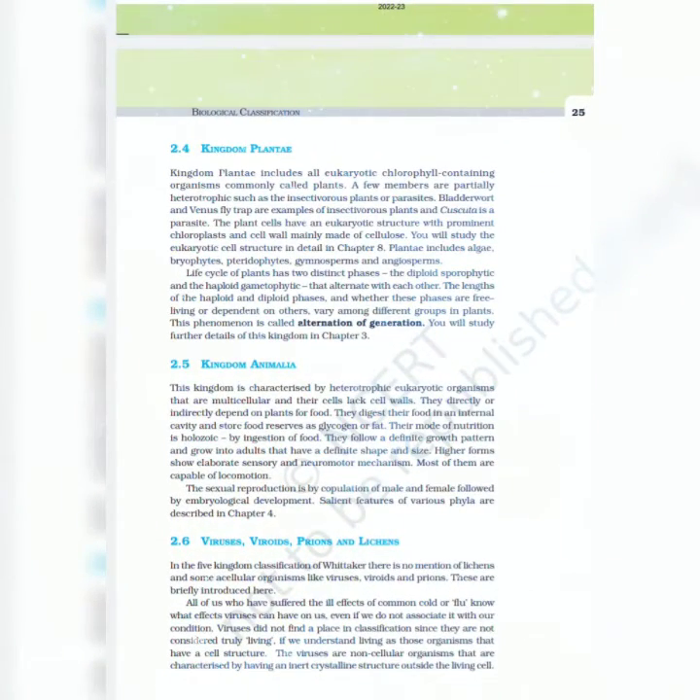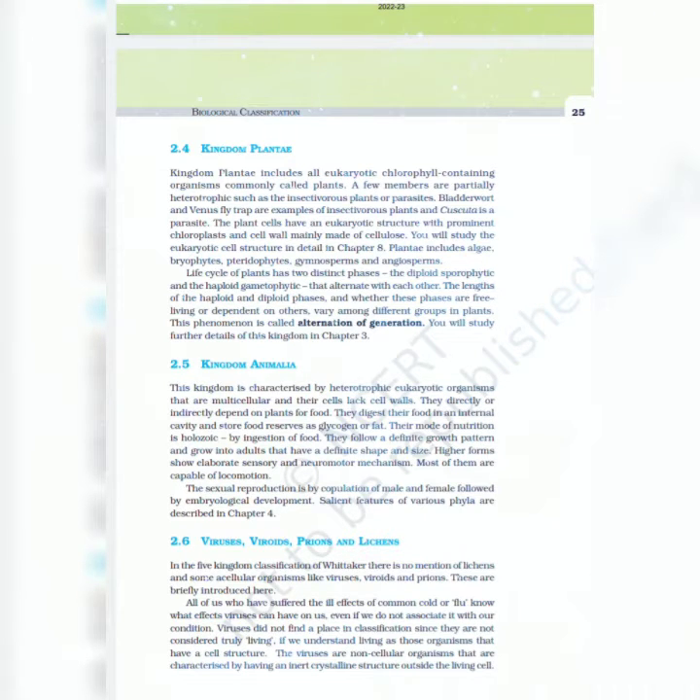Kingdom Plantae includes all eukaryotic chlorophyll-containing organisms commonly called plants. A few members are partially heterotrophic, such as the insectivorous plants or parasites. Bladderwort and Venus flytrap are examples of insectivorous plants, and Cuscuta is a parasite.